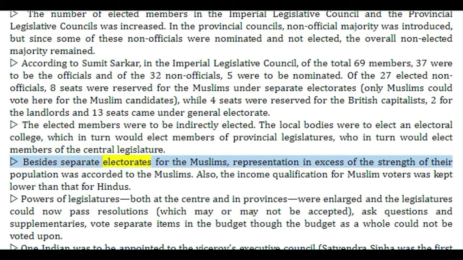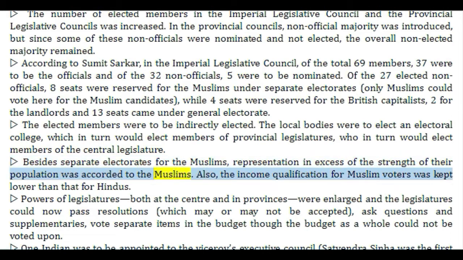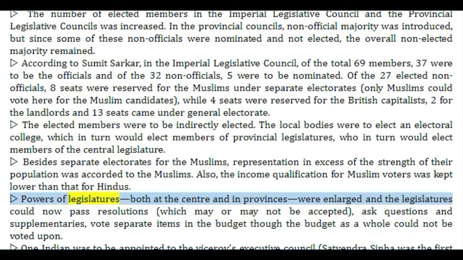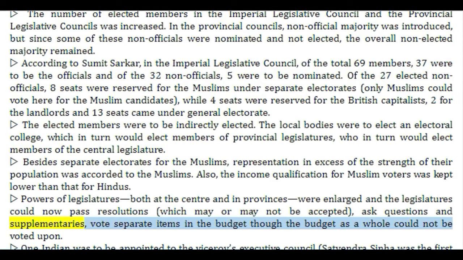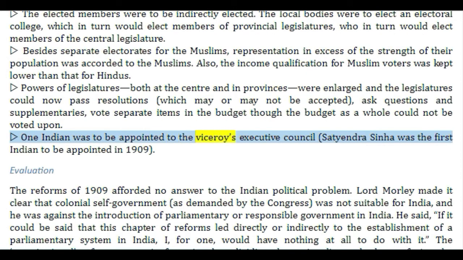Besides separate electorates for the Muslims, representation in excess of the strength of their population was accorded to the Muslims. Also, the income qualification for Muslim voters was kept lower than that for Hindus. Powers of legislatures, both at the centre and in provinces, were enlarged and the legislatures could now pass resolutions, which may or may not be accepted, ask questions and supplementaries, vote separate items in the budget though the budget as a whole could not be voted upon. One Indian was to be appointed to the Viceroy's Executive Council. Satyendra Sinha was the first Indian to be appointed in 1909.